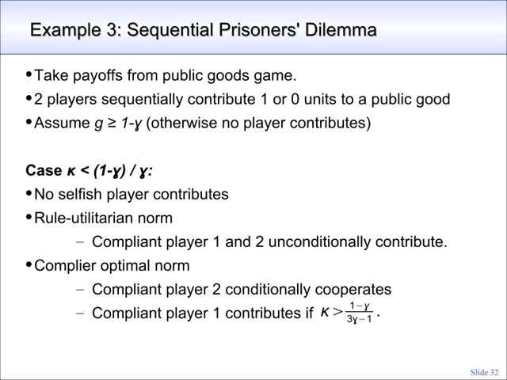If the complier's share lies between these two thresholds, then it's not selfishly rational to contribute as a first mover, but a compliant player 1 will still be asked to contribute because there are sufficiently large positive externalities for a compliant second mover. A normative interpretation of that result is that if trust has positive externalities, then it's complier optimal to trust to a stronger degree than is selfishly rational.